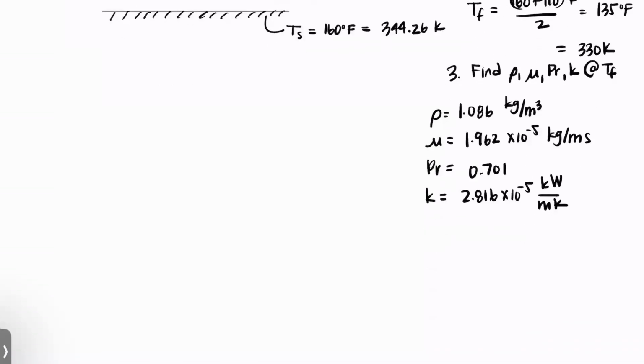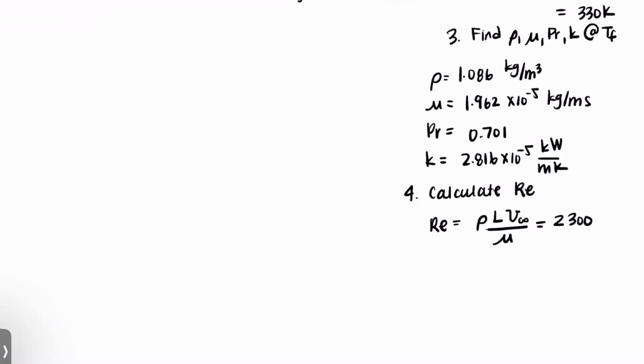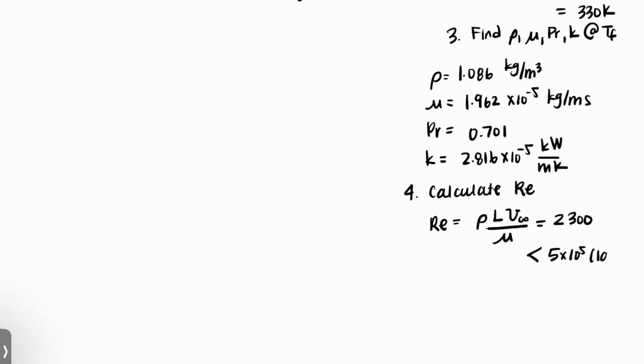All right, next step is we are going to calculate the Reynolds number. So the Reynolds number is rho L U infinity over mu. When we calculate this, we get 2,300. And this is less than 5 times 10 to the 5th. So this is laminar flow.